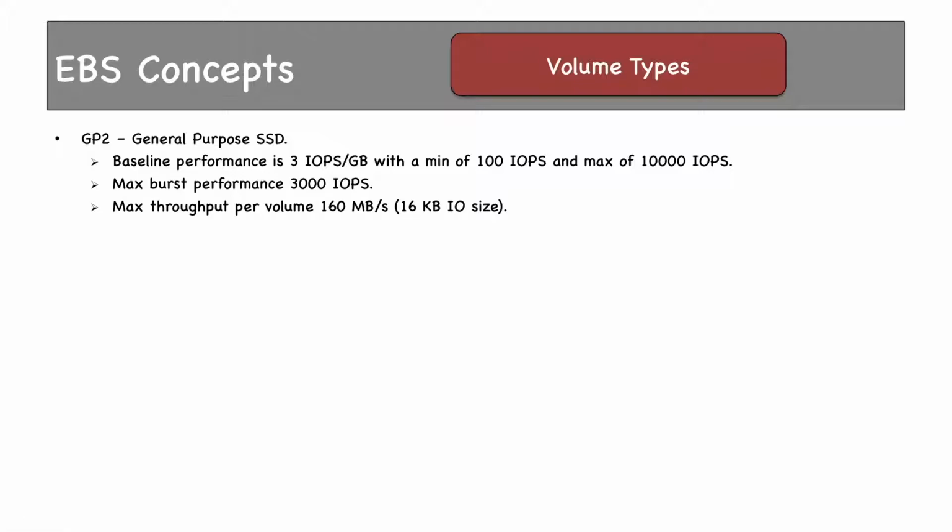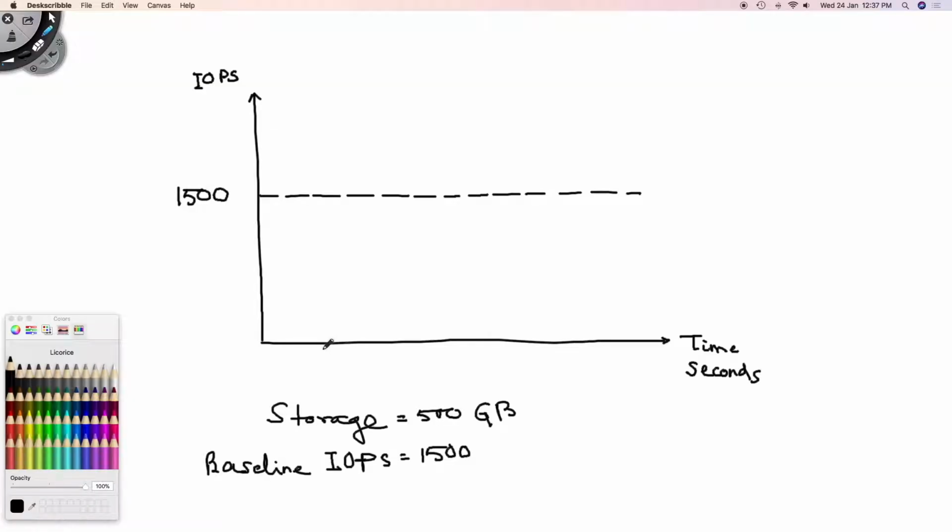Let's understand it better using a graph. This is the graph. On the x-axis, you have time in seconds. On the y-axis, you have IOPS. Let's say you have provisioned a storage of 500 gigabytes. That means your baseline performance would be 500 times 3 IOPS, equal to 1500 IOPS. So this is your baseline performance, 1500 IOPS.